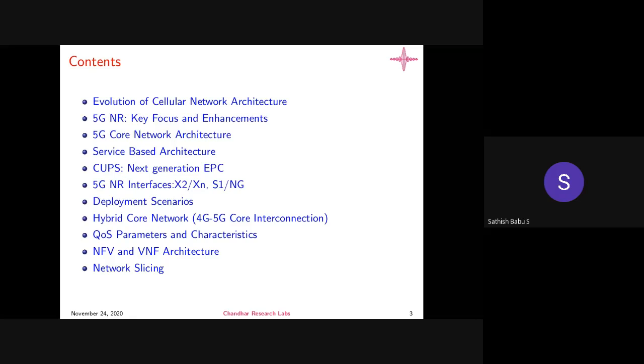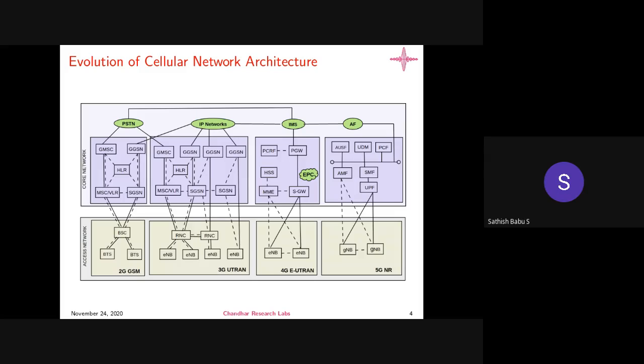And finally we'll see network function virtualization. This is a very, very important topic in 5G and virtual network function architectures, and finally we will end up with network slicing. So with this we'll move on to this slide.